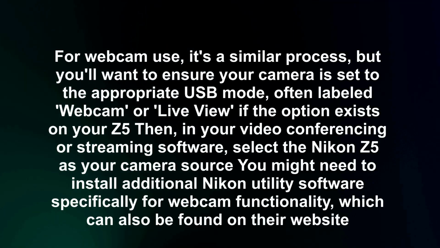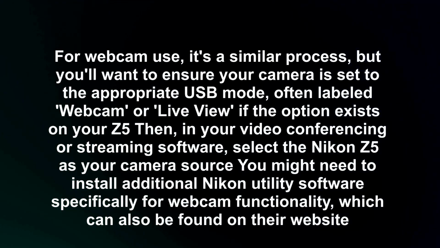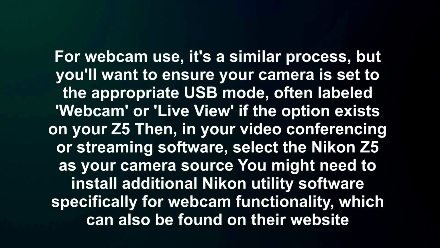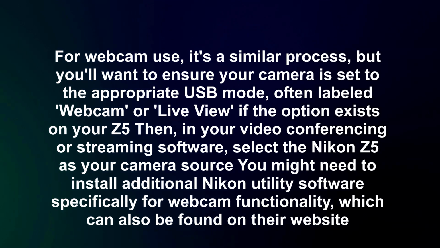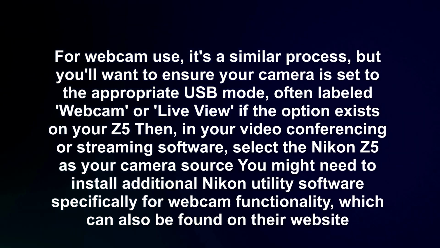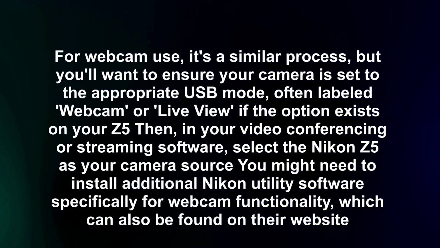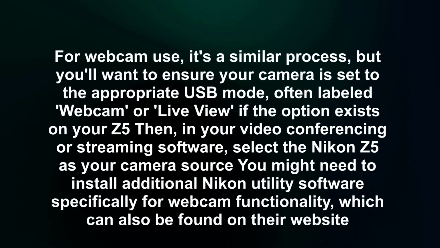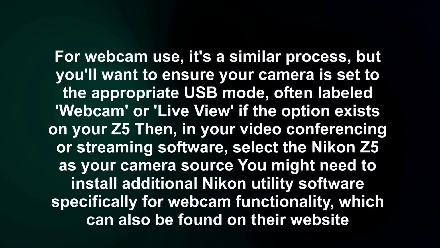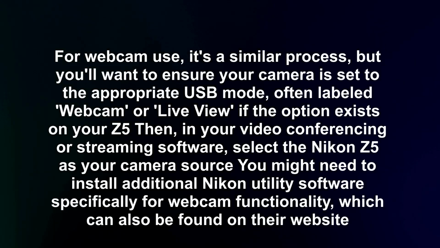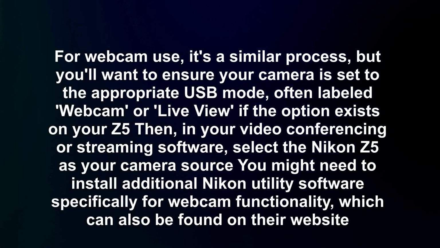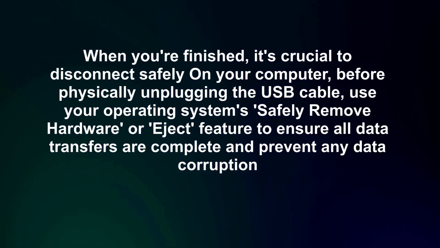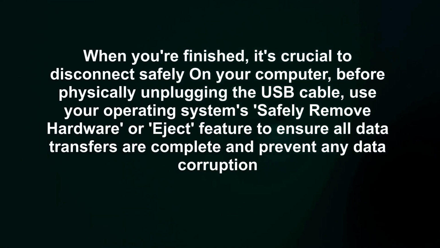For webcam use, it's a similar process, but you'll want to ensure your camera is set to the appropriate USB mode, often labeled webcam or live view if the option exists on your Z5. Then, in your video conferencing or streaming software, select the Nikon Z5 as your camera source. You might need to install additional Nikon utility software specifically for webcam functionality, which can also be found on their website.